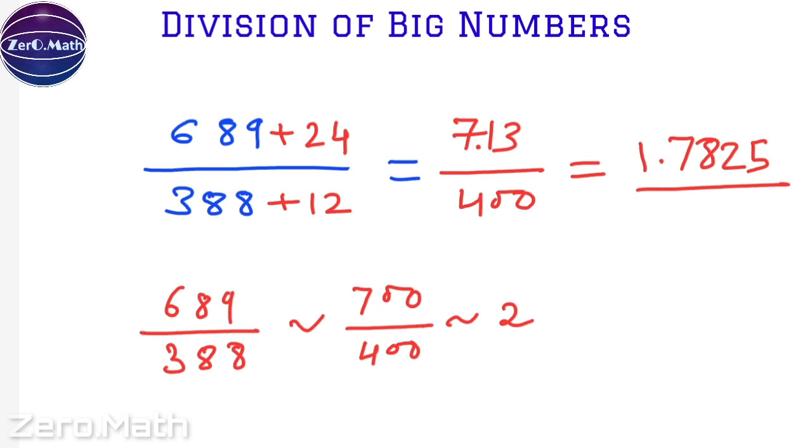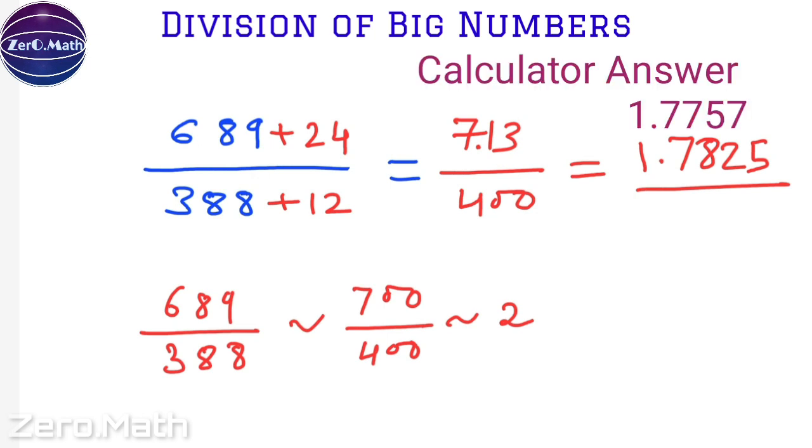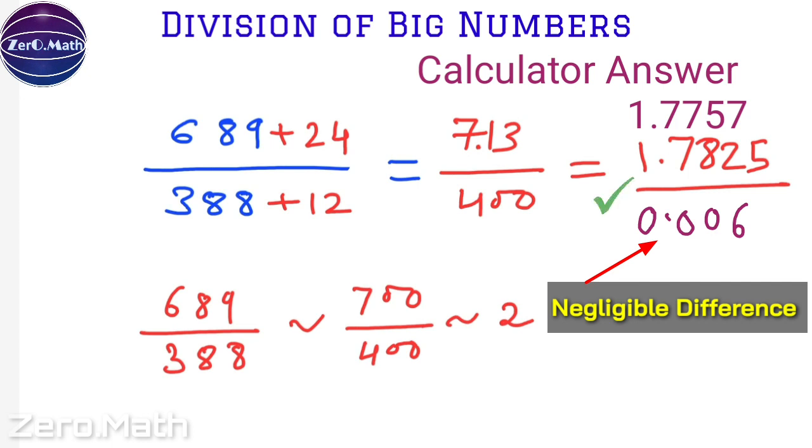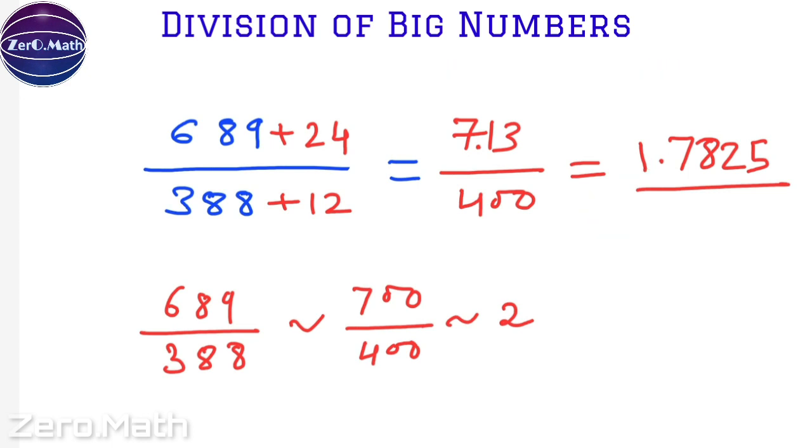Now if you try to find the answer with the help of a calculator, you will get 1.7757 and you can see there is hardly any difference. The difference is hardly 0.006, which is negligible.